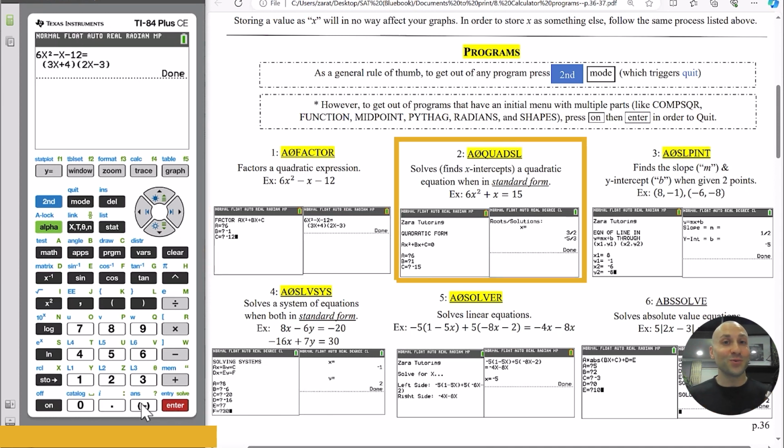On to program number 2. So for the second program, it's Quad Solver. It helps us to solve quadratic functions instead of just factoring it.